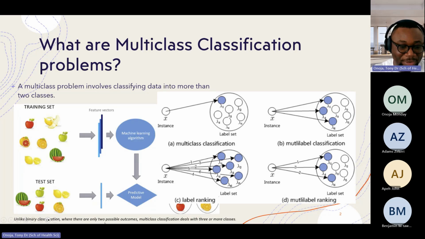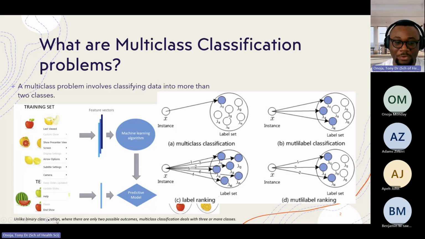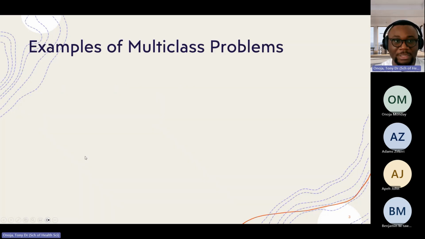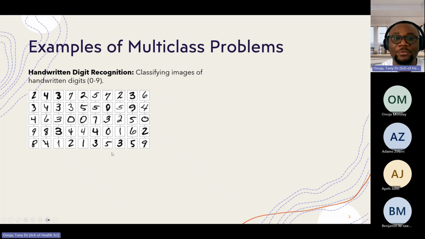So we say unlike the binary class problem where there are two possible outcomes, here we have three or more outcomes. So let's look at a good example of multi-class: handwritten digit recognition. In this case, an image of a handwritten digit is presented to the machine to actually recognize it. Then we have 2, 4, 3, and these writings could be very difficult for the machine to spot.